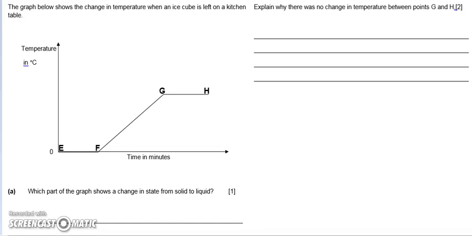Okay, the graph below shows the change in temperature when an ice cube is left on a kitchen table. Which part of the graph shows a change in state from solid to liquid? Now, what do we already know?